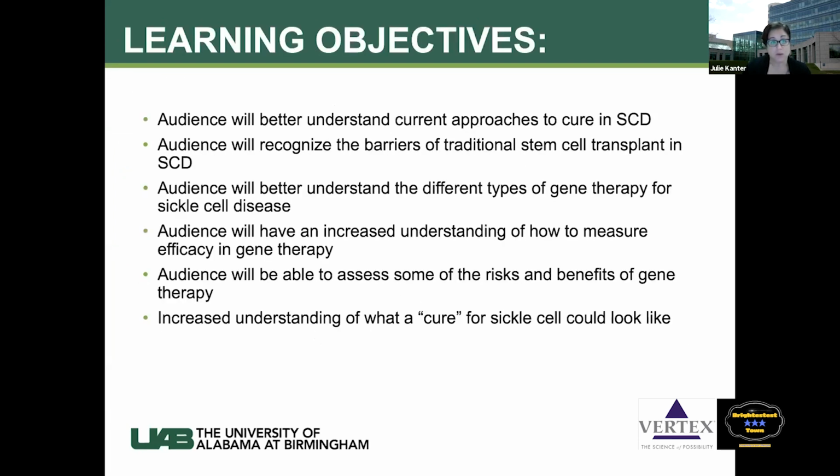I'm hoping that we will allow for the audience to have a better understanding of the ways and approaches to curing sickle cell disease, recognizing the barriers of traditional stem cell transplant in sickle cell, and better understand the different types of gene therapy for sickle cell disease. I'm going to briefly talk about understanding how you measure efficacy and success in sickle cell gene therapy, talk about some of the risks and benefits of gene therapy, and then have a discussion about the understanding of what a cure in sickle cell should look like.